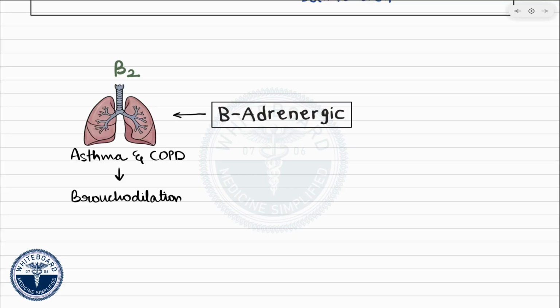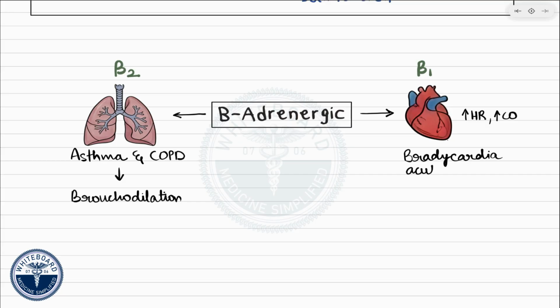In addition to their respiratory effects, beta-adrenergic agonists are also used in certain cardiovascular emergencies. By stimulating beta-1 receptors, they increase both the heart rate and the force of cardiac contraction, making them useful in conditions such as symptomatic bradycardia, acute heart failure, and cardiogenic shock.